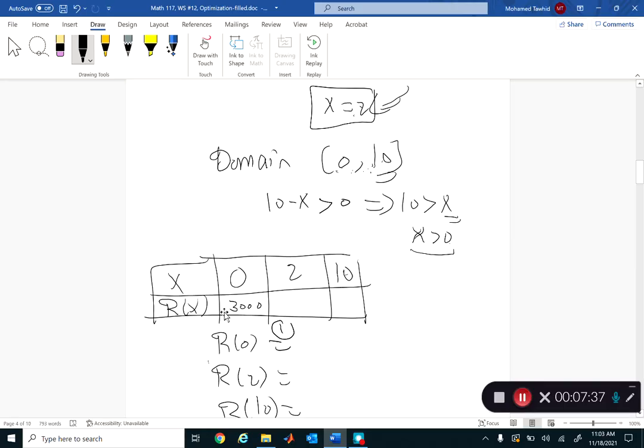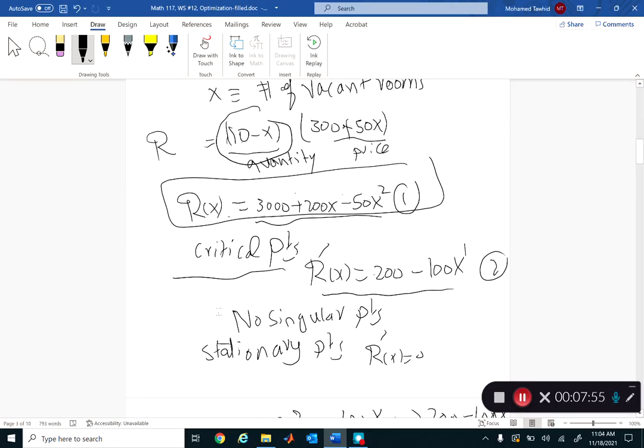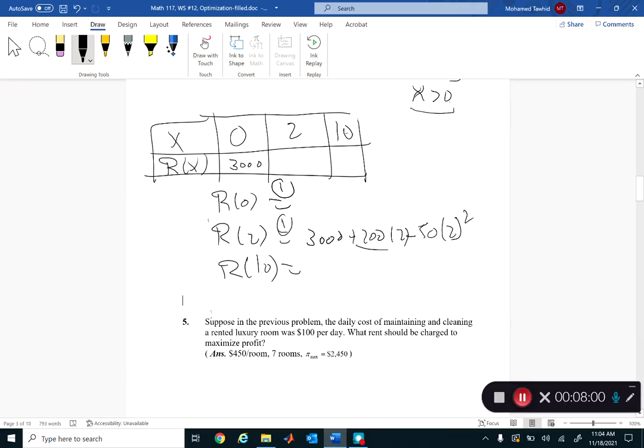So now I need to go back to r of 2. So I go back to equation number 1. You have 3000 plus 200x. What is your x? Multiply by 2, plus minus 50 times 2 square. That comes from equation number 1. Just replace x here by 2. That's what I did. Use technology to get the number here. So what did you get? I got 3200. So I write here 3200.